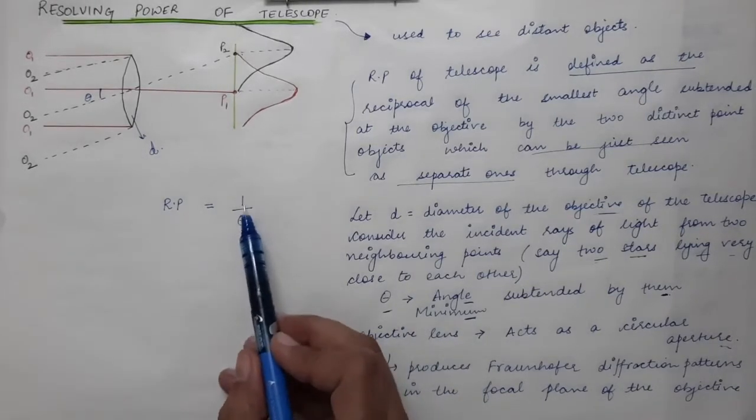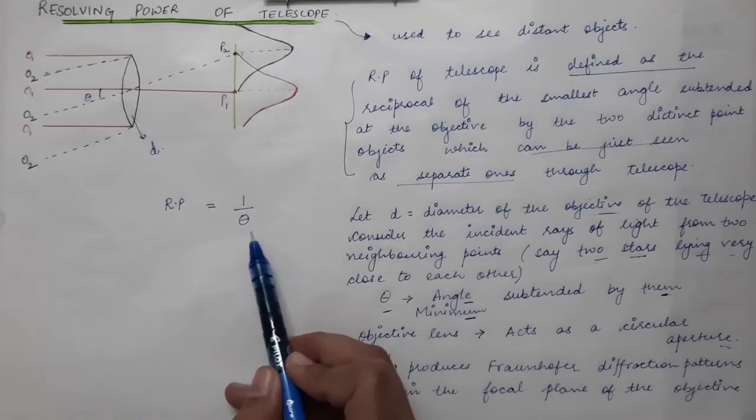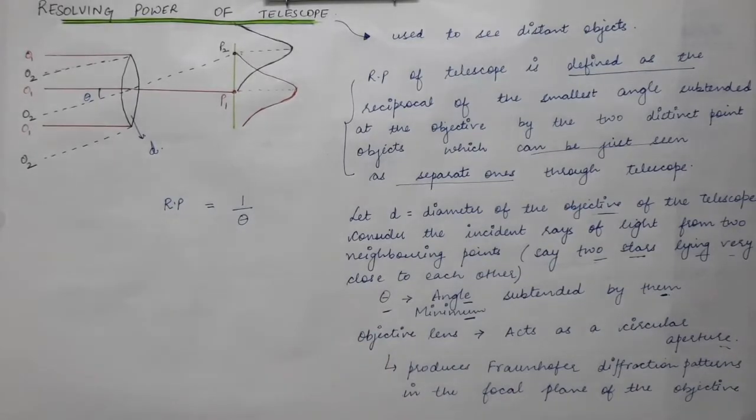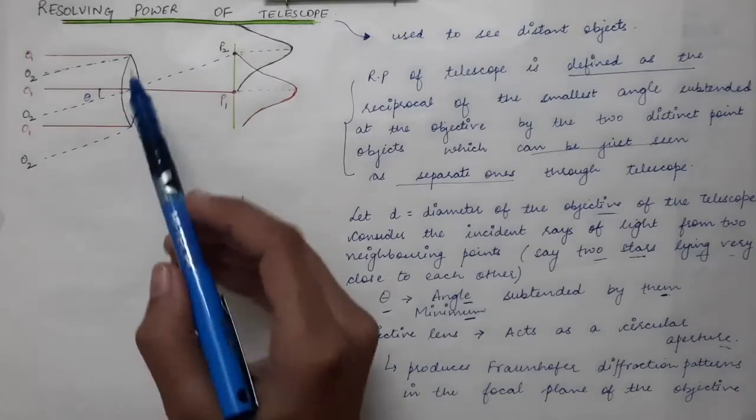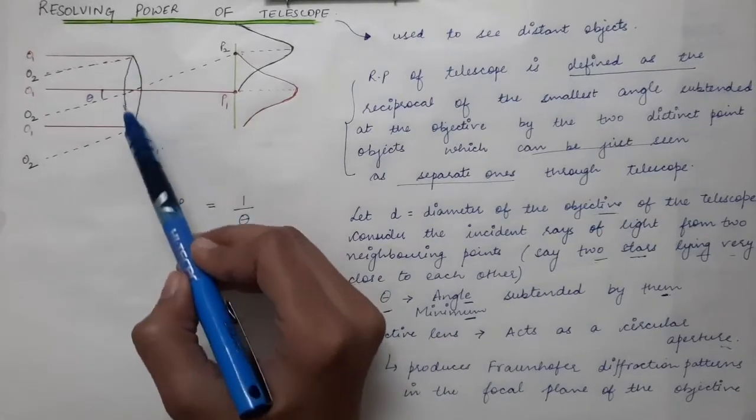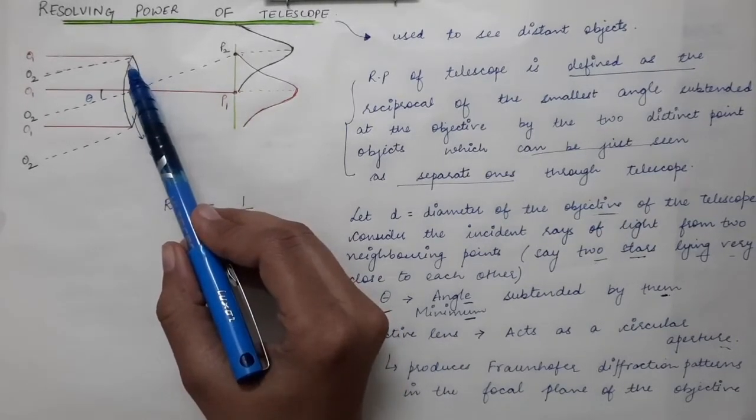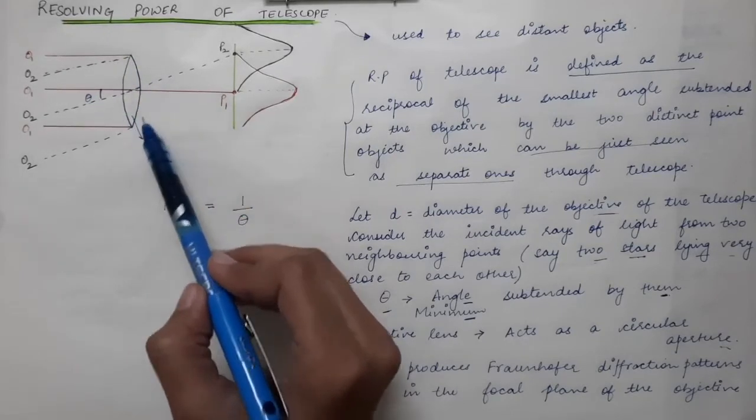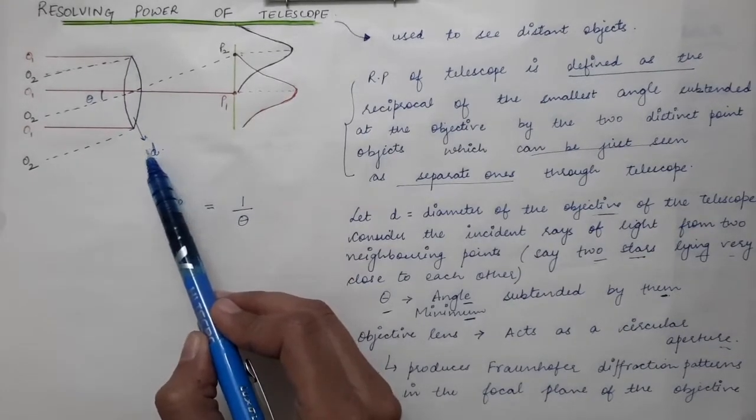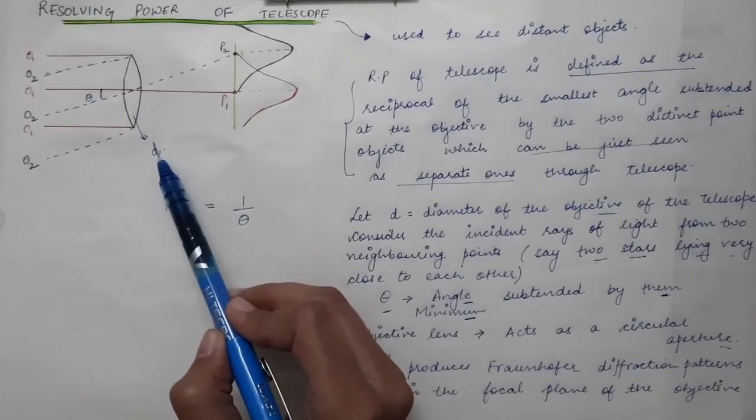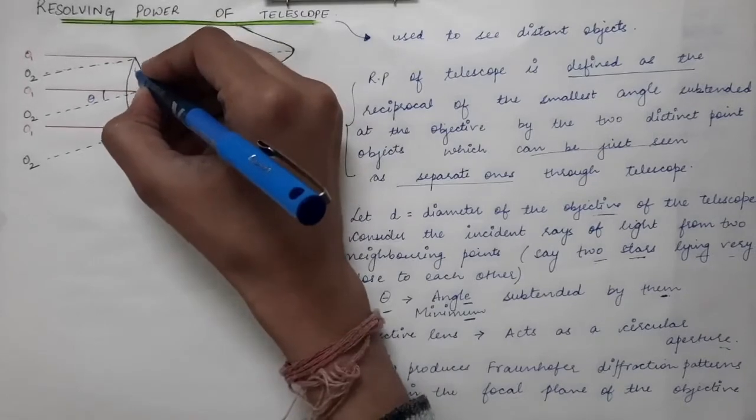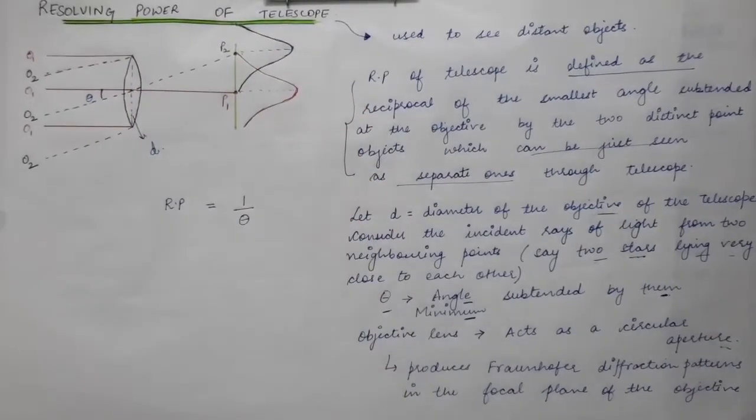Now the resolving power is given by 1 by theta. So we have to find the expression of theta, then we will substitute the expression of theta over here, and we will get the final expression of resolving power of the telescope. Now the diameter of this objective lens is small d. This objective lens acts as a circular aperture. So we have a circular slit, whose width is equal to small d. As we have assumed, the diameter of the objective lens is equal to small d, therefore we will say that the width of the slit is equal to small d.